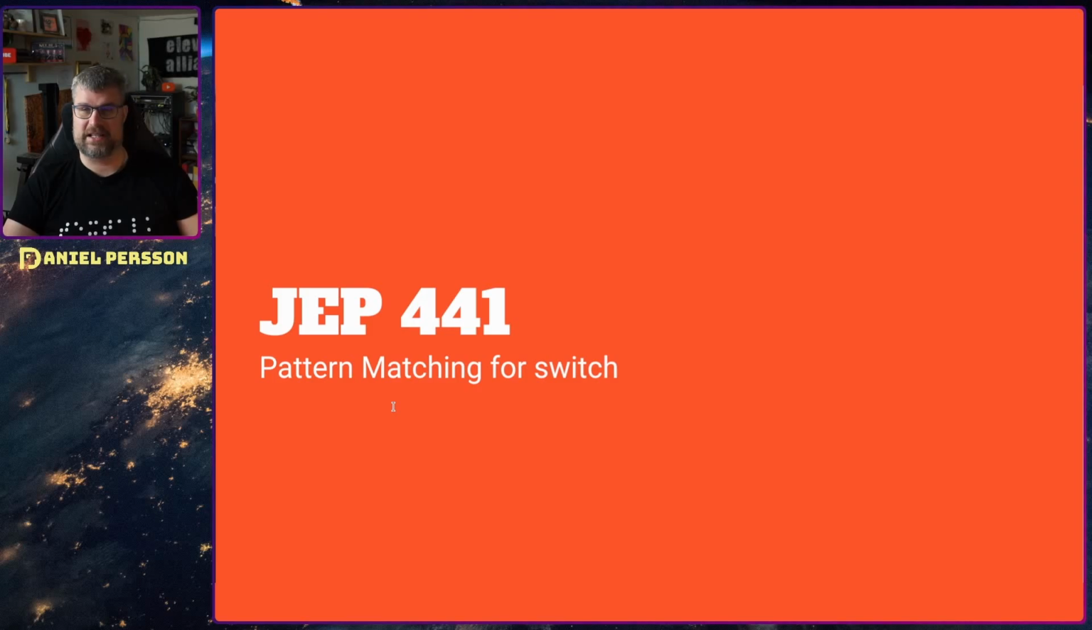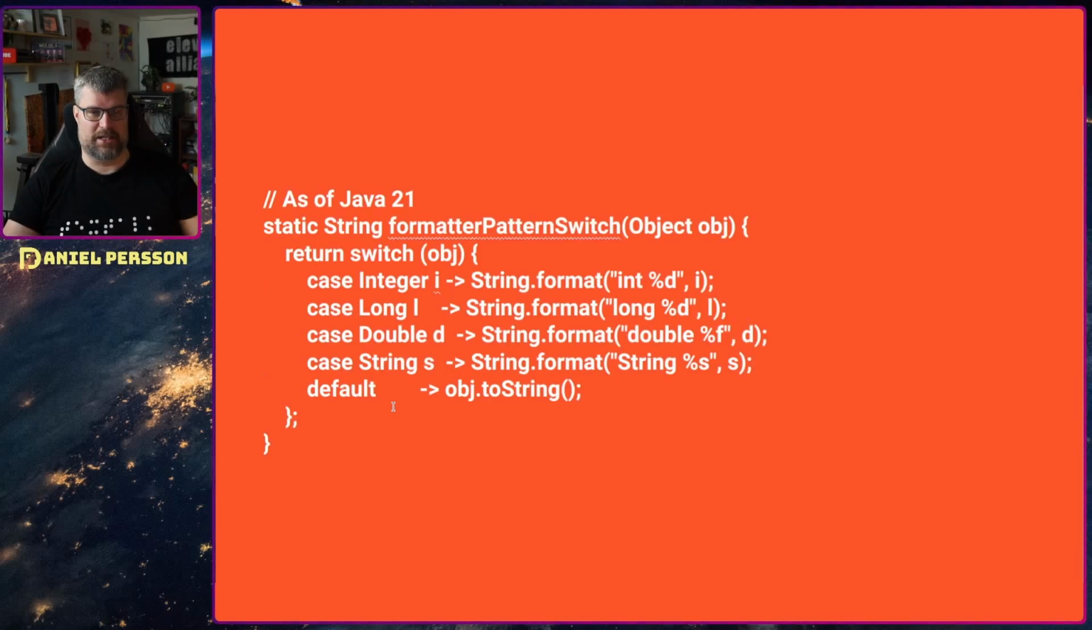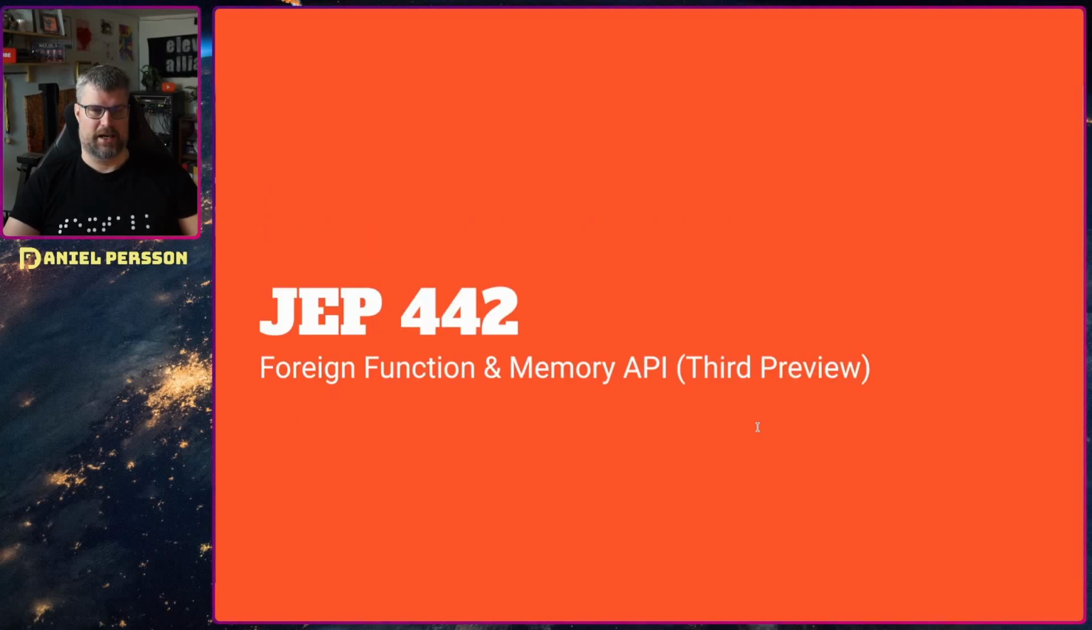Next up, we have the pattern matching for switch. Also one of those that has been going on for a long while. Now it's finally here. We can start using it. What they ended up with was this kind of interface. We have a switch statement, Integer i, and then we write out the integer and so on. So we can use the type in order to infer what to do with the object. Really nice.